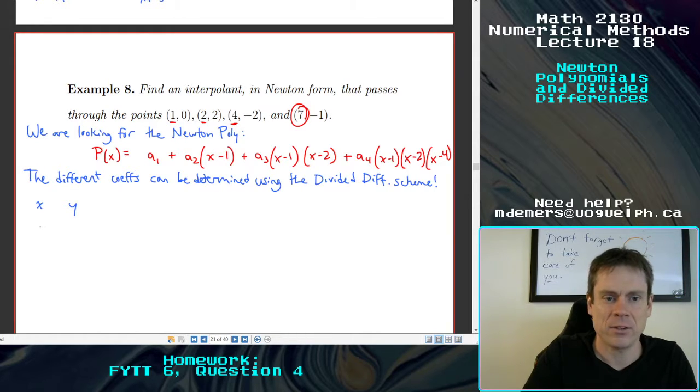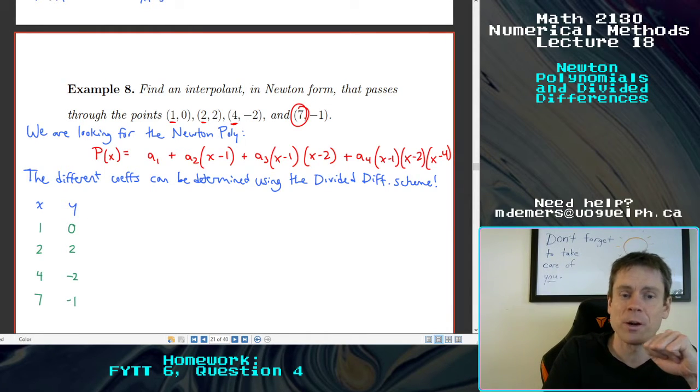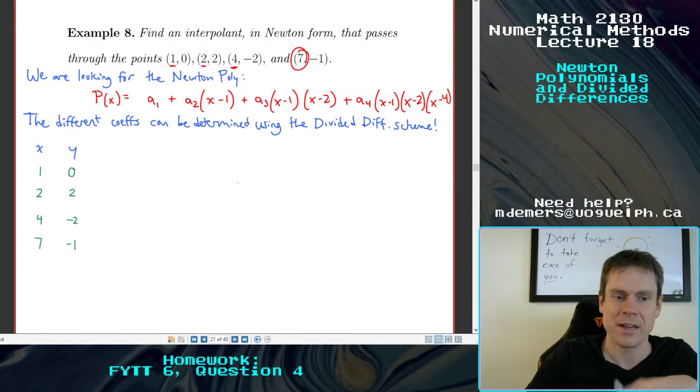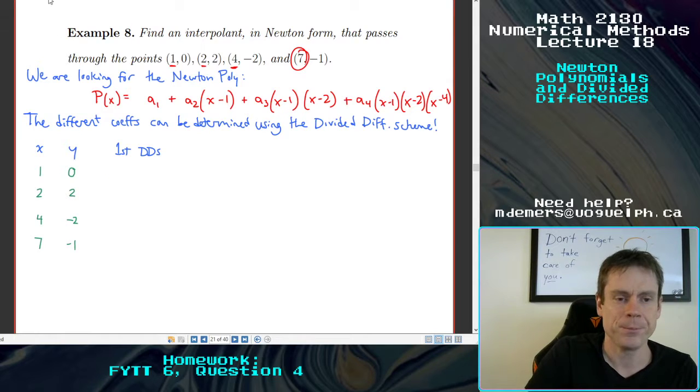So let's see. X would be 1, 2, 4, and 7 here. The corresponding Y values would be 0, 2, -2, and -1. Okay, we already know from before where we're going to be able to find those coefficients. So that is going to be something that I kind of outline at the end of the day. But let's start to construct our divided differences here. So first, DDs. The first DDs, there should be 3 of them. Maybe I'll give myself a little bit more room here. 2, 4, 7, 2, -2, -1.